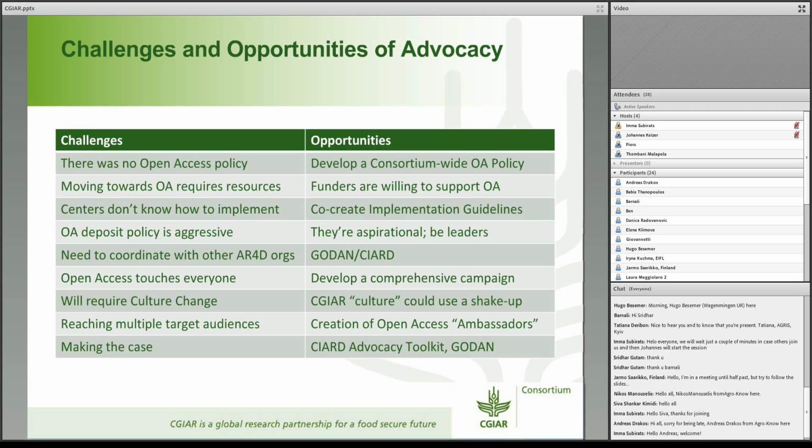And then how do we reach multiple target audiences? Well, one of the things that we're looking at in the Open Access Implementation Working Group is creating a cadre of open access ambassadors who aren't just knowledge managers, aren't just data managers, but are also HR people, or legal and IP people who can help disseminate that message and get people on board. And then really making the case for open access, the value of it, and why. Well, there are some great tools in the CIARD Advocacy Toolkit and through GODAN.